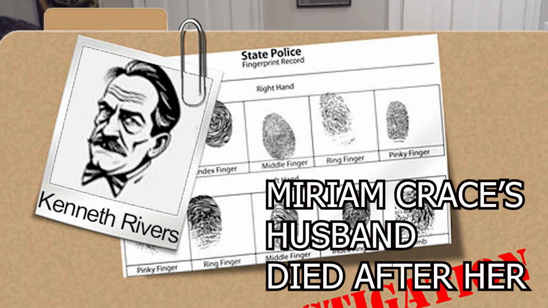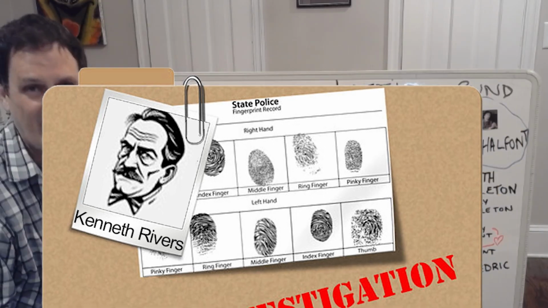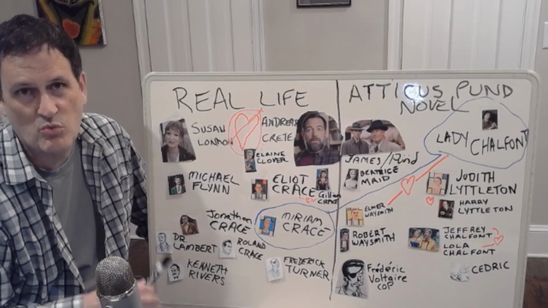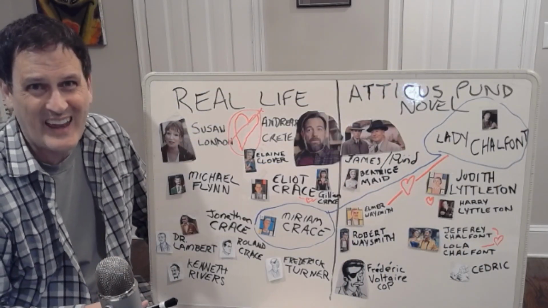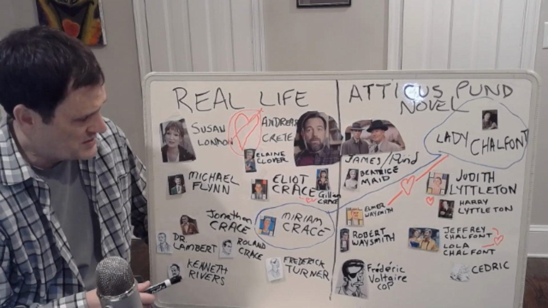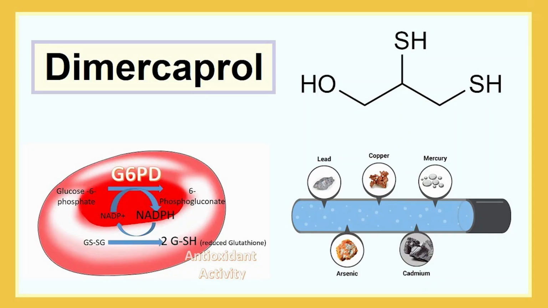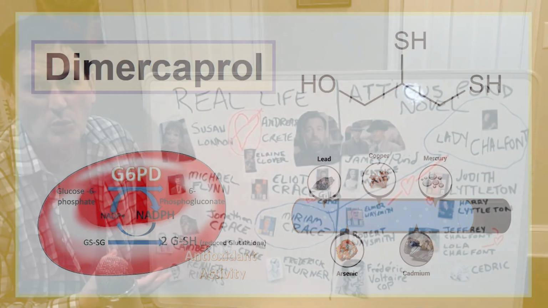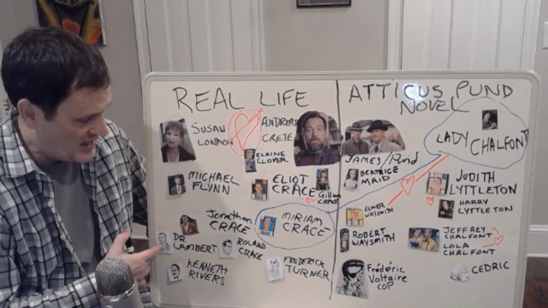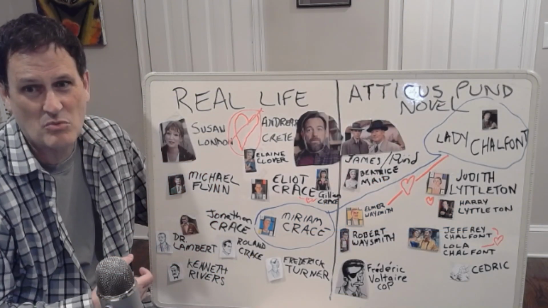He was really old when she died. Kenneth was into taxidermy, and he was around a lot of chemicals. We find out that near the end of his life, Dr. Lambert had to put Kenneth on a drug. Dimercaprol is if you've been poisoned with metal, like arsenic or copper or gold. They give you this drug, and that's the drug Dr. Lambert gave to Kenneth Rivers.